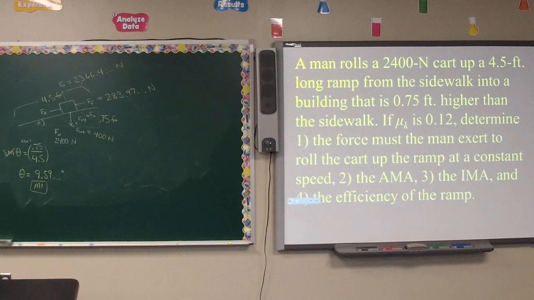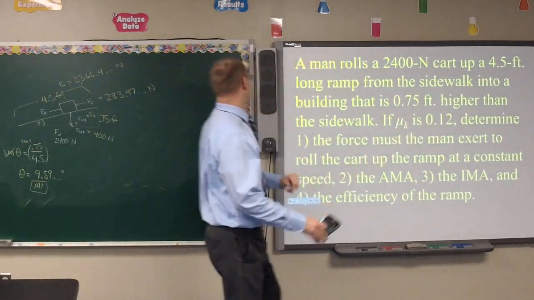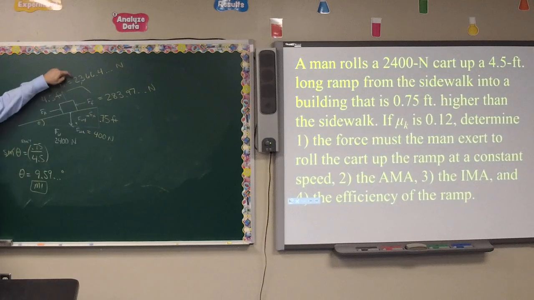All right, did you get in the X exactly 400 newtons? Did you get in the Y 2366.4 newtons into the ramp? And therefore, normal force also 2366.4 newtons upward. Did you get for friction 283.97 newtons? Normal force times that coefficient. So it says the coefficient right here is 0.12. We're going to multiply that by the normal force, 2366.4. That's where the 283.97 comes from.